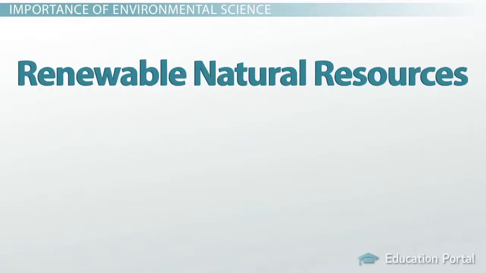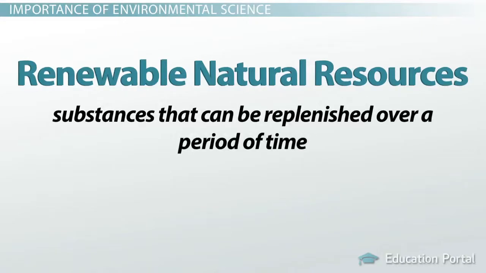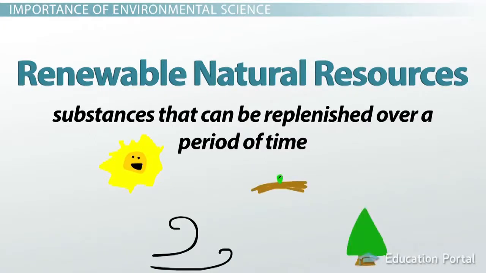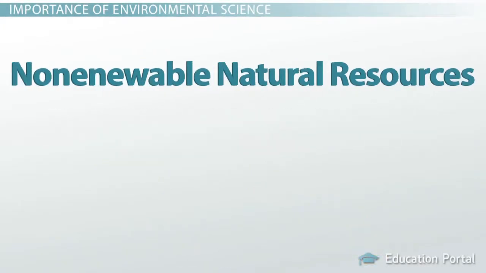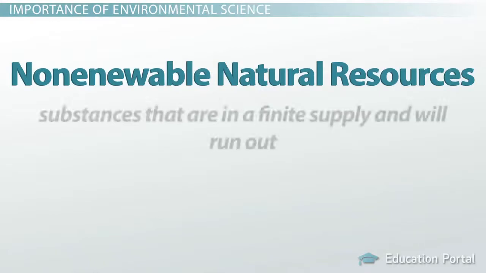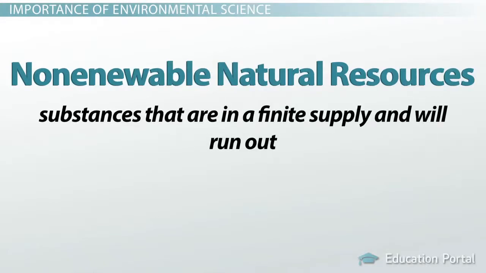Renewable natural resources are substances that can be replenished over a period of time, such as sunlight, wind, soil, and timber. On the other hand, non-renewable natural resources are substances that are in finite supply and will run out. Non-renewable resources include minerals and crude oils.